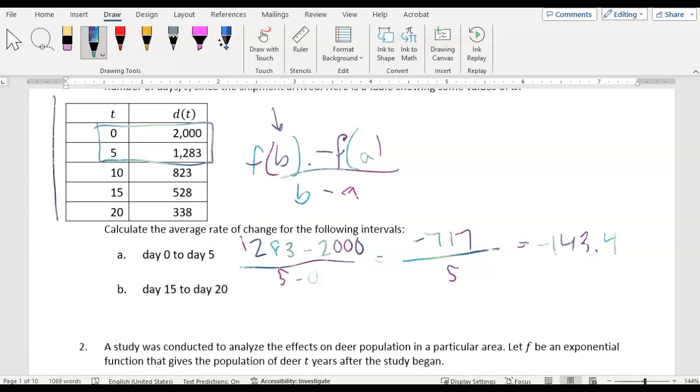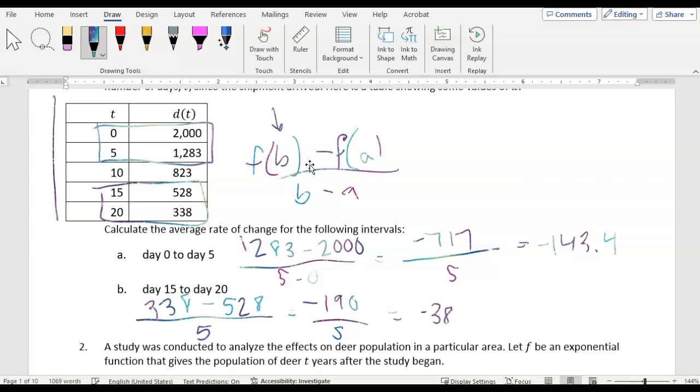And then from day 15 to 20, so now we're looking here, we're still looking at 5 days. A difference of 5 days there. But now we're looking at 338 minus 528. And so we'll still get a negative number because it is decreasing. 338 minus 528 is negative 190 divided by 5, which will be negative 38.